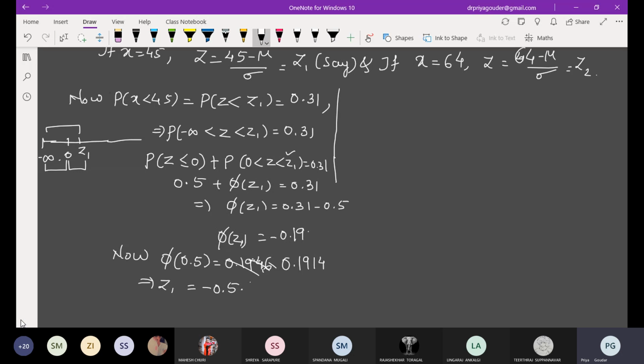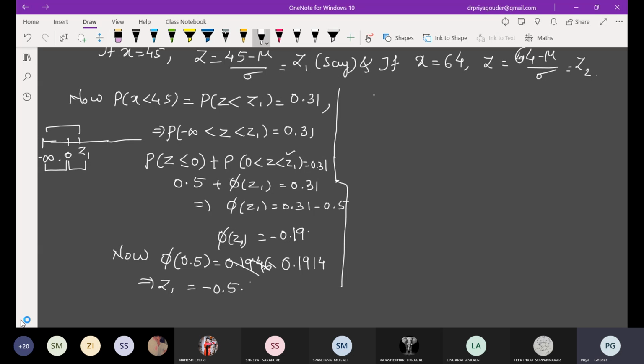Hope it is clear. See, in the beginning, I told you Z1 and Z2 are positive, but by the calculation, you are getting it as negative. No need to worry. Got the thing? Understood this part? This is very important. It is just by a comparison.